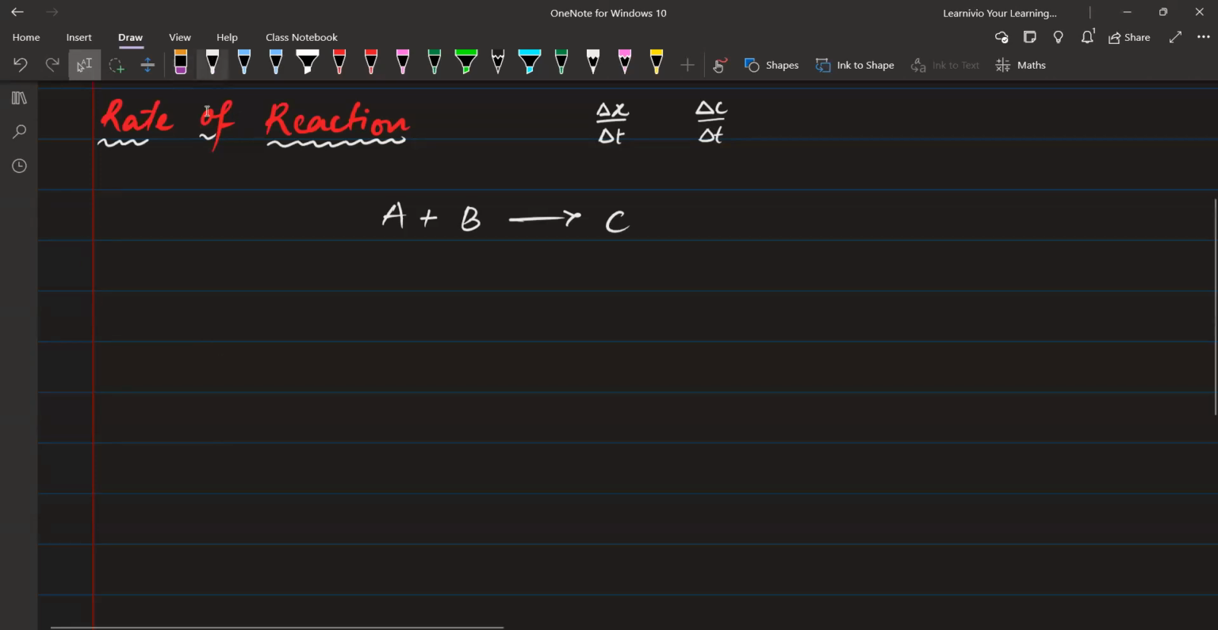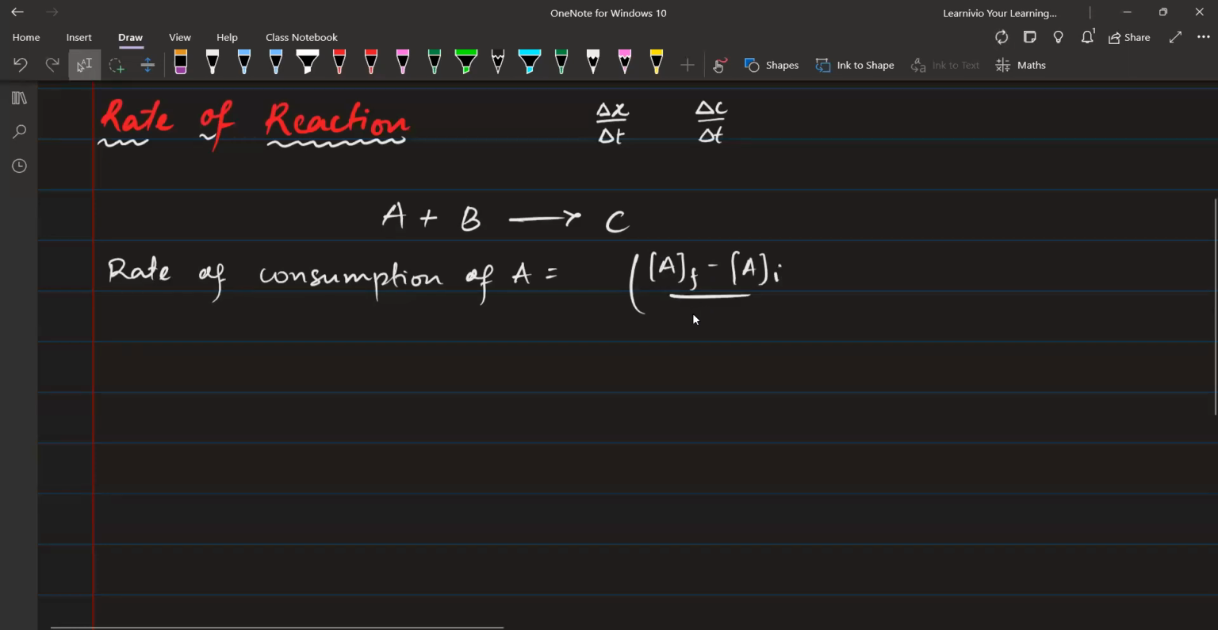So I can say that the rate of consumption of A, because A is getting consumed, will be equal to the final concentration minus the initial concentration divided by the difference in time, the time taken to go from initial to final. Does it make sense? Yes or no, please tell me.